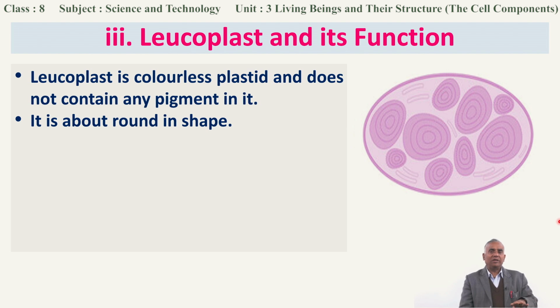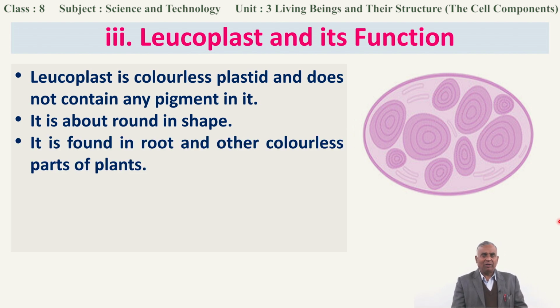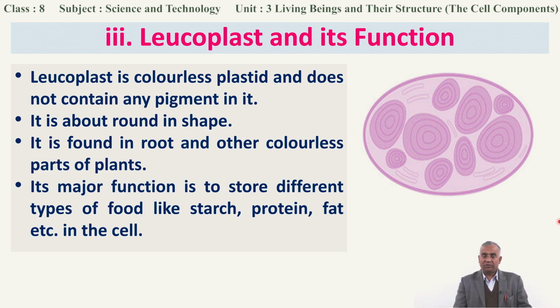It is about round in shape. Yes, round, oval. It is found in root and other colorless parts of plants. Yes, not in flower and fruits. Its major function is to store different types of food like starch, protein, fat, etc. in the cell.